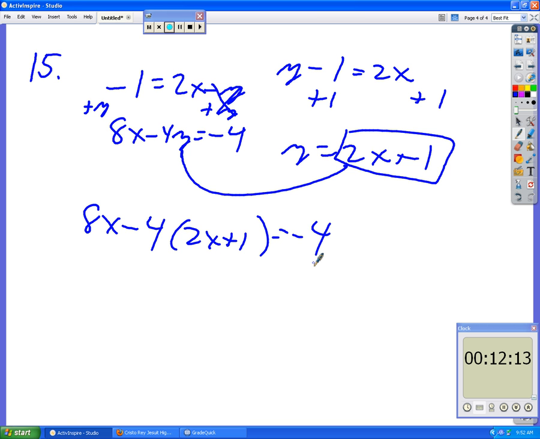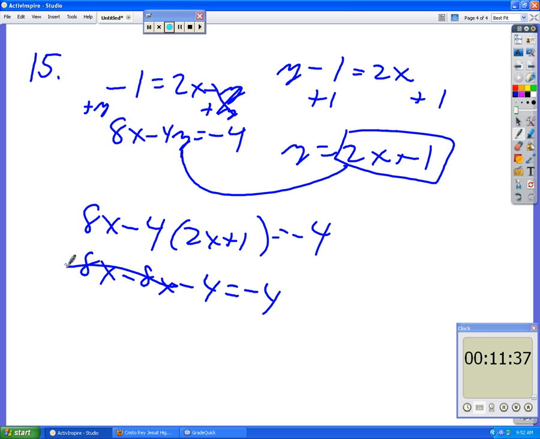And now I'm going to distribute. 8x, what's a negative 4 times 2? Negative 8y. And negative 4 times 1? Negative 4. Because negative 4 times 1 is negative 4. Now, what's 8x minus 8x? 0. They cancel. So what do I end up with? Negative 4 equals negative 4.